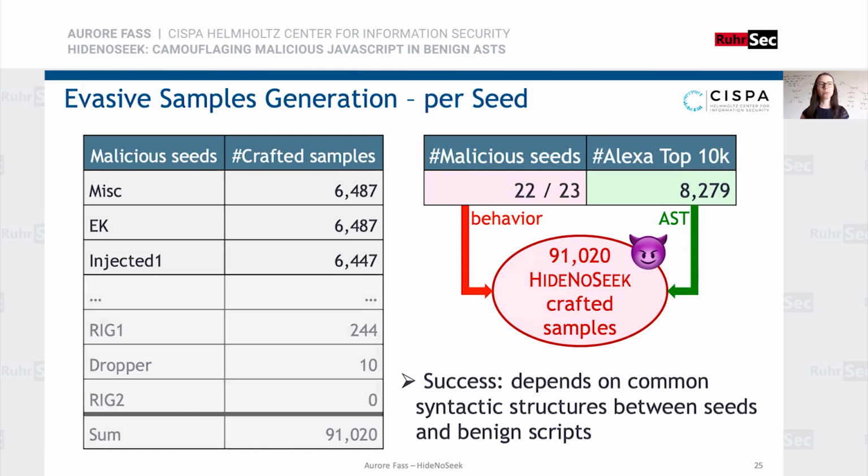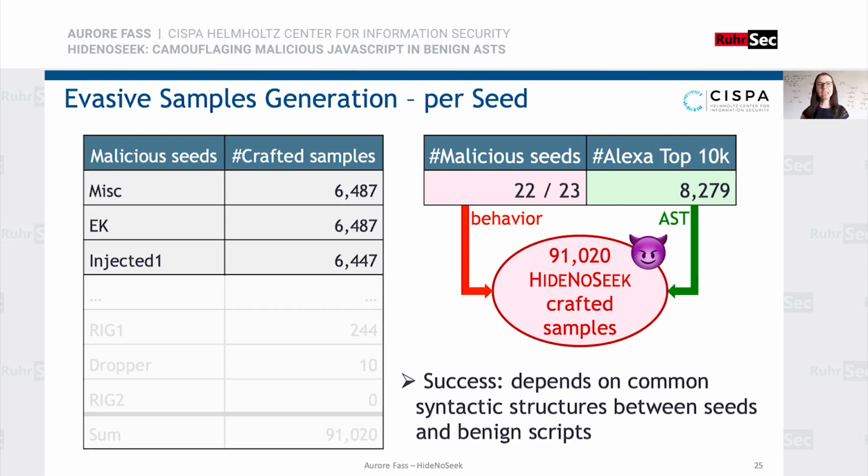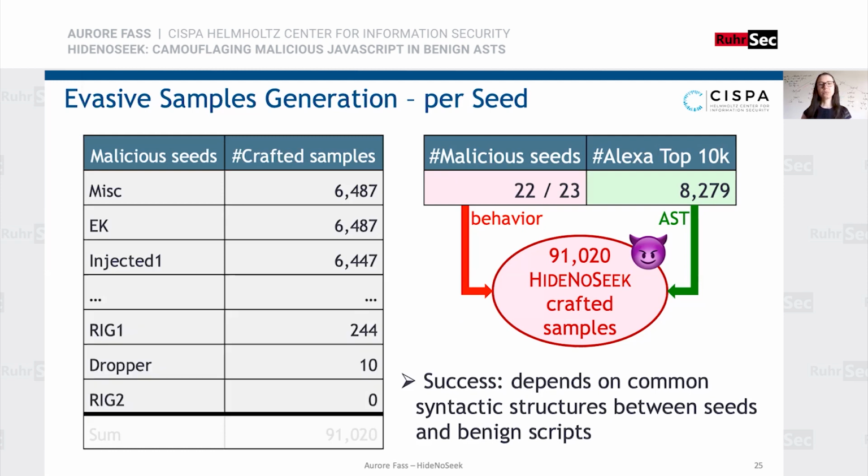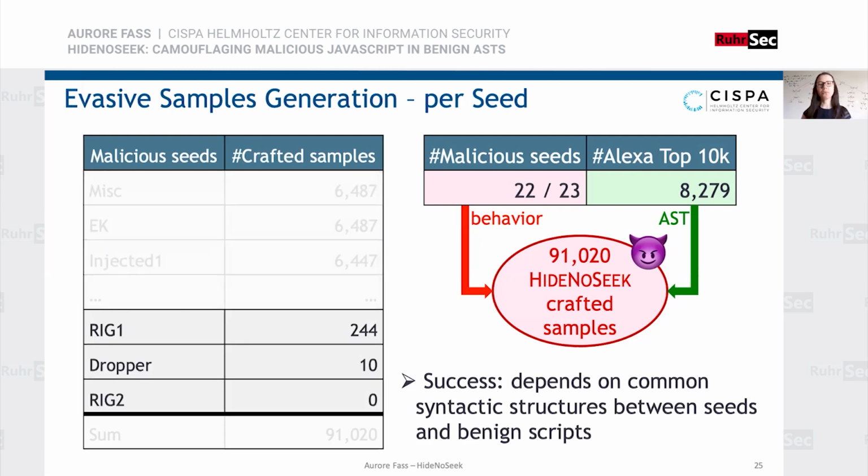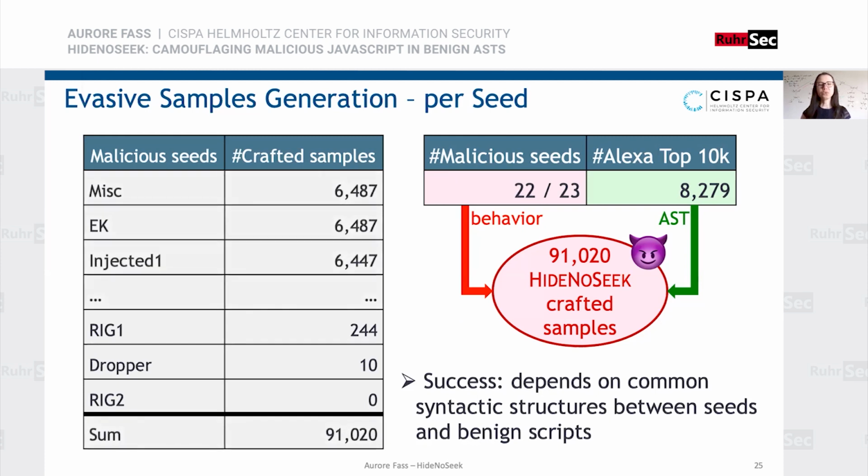For example, for MISC, exploit kit and injected one, we could reproduce 78% of all the ASTs from Alexa top 10,000. On the contrary, it was more difficult for rig 1, dropper and rig 2, which contain some structures rarely present in the benign inputs. So overall, we could leverage 22 out of 23 seeds to produce over 90,000 malware samples, which have exactly the same ASTs as samples from Alexa top 10,000.